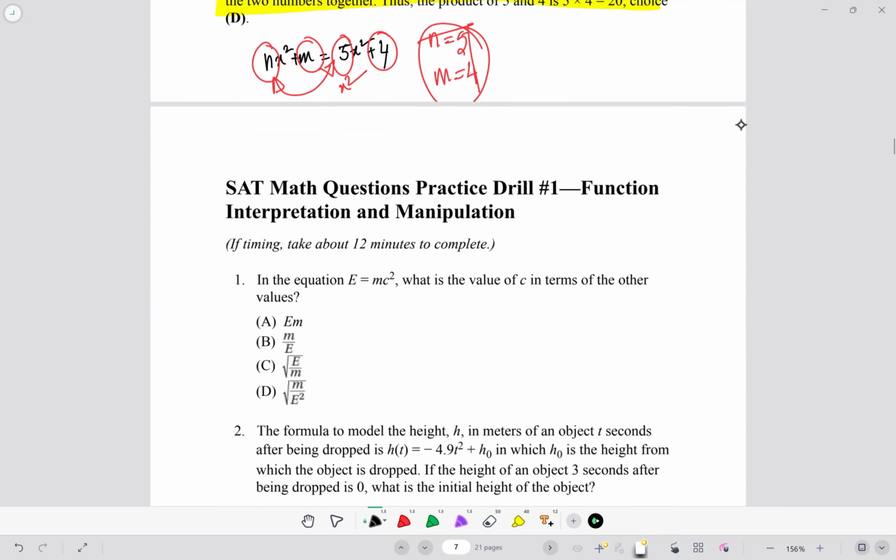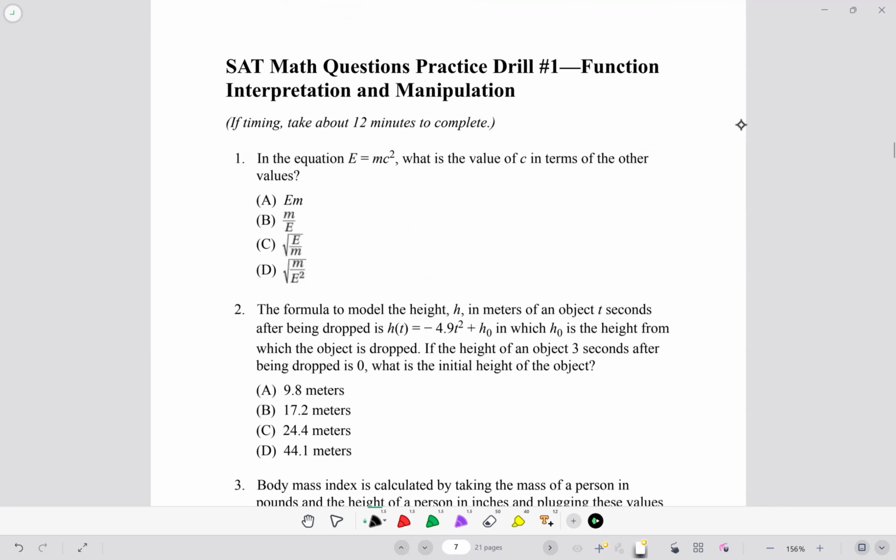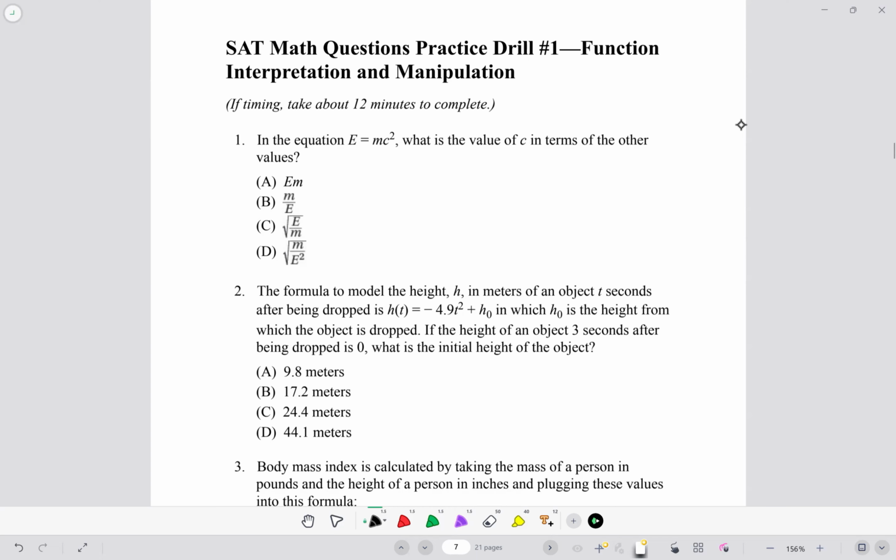So look at the problem. You should only take 12 minutes to complete all of these problems. In the equation E equals mc squared, what is the value of c in terms of other values? Yeah, that's pretty simple. This is just a simple problem based on solving some equation.